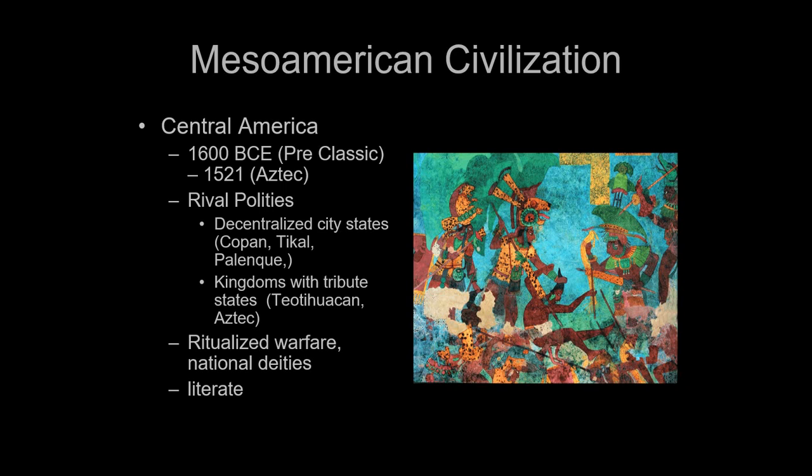Instead, you either have decentralized city-states that are constantly in a state of warfare, like in the Mayan sphere, Copan, Tikal, Palenque, etc. Or you have kingdoms with tribute states, places like Teotihuacan or the Aztec. Although there's debate about whether Teotihuacan is a true empire or not, it might be. But I think generally, even the Aztec are not really an empire. What they do is they conquer an area and they say, okay, you're now conquered, which means we're going to expect tribute. But they don't really control these outlying states. They let them control themselves and then they use fear to keep the outer systems in line.